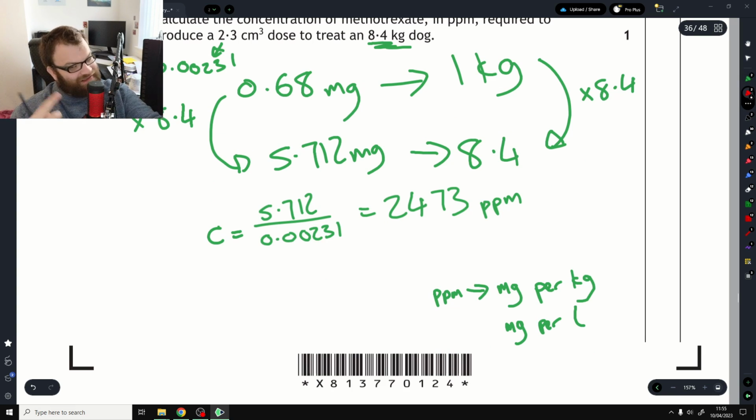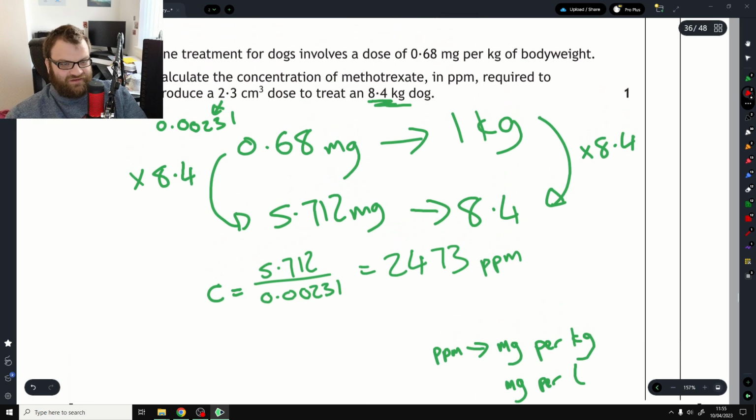You could round it up, because they gave you it to 2 significant figures, so we could have rounded to 2 significant figures in our final answer.